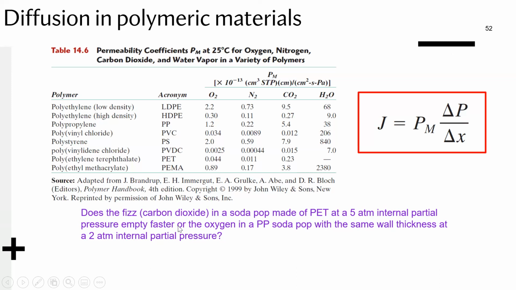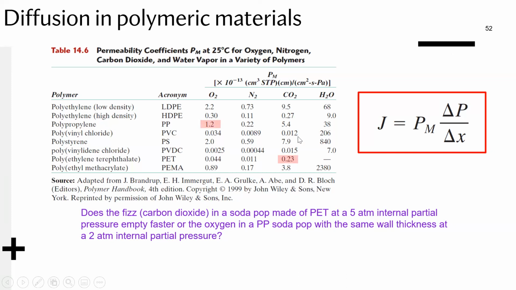And what it's asking you is, does this fizz empty a PET soda pop faster, or does oxygen in a PP, in this case polypropylene soda pop, escape faster if the wall thickness is the same and the internal pressure in this case is different, it's 2 atmospheres? So we're going to use that formula. We're going to first find our permeability coefficients for each of these 2 cases. Then we're going to cancel out the delta X because the thicknesses are the same. And we're going to look at the pressure difference. So it's a pretty simple question, but it's interesting.